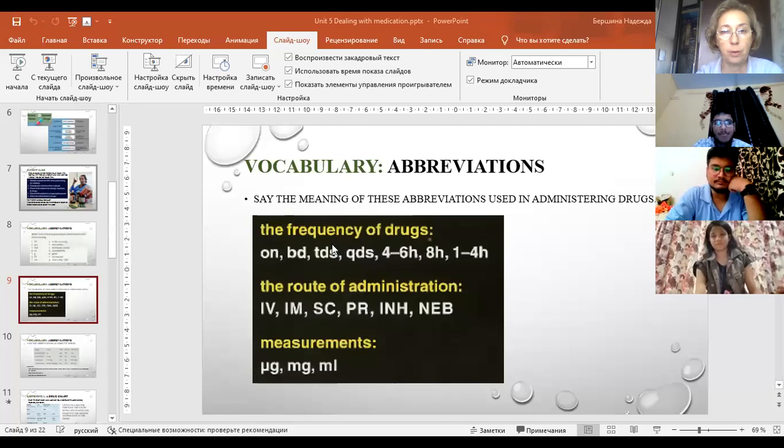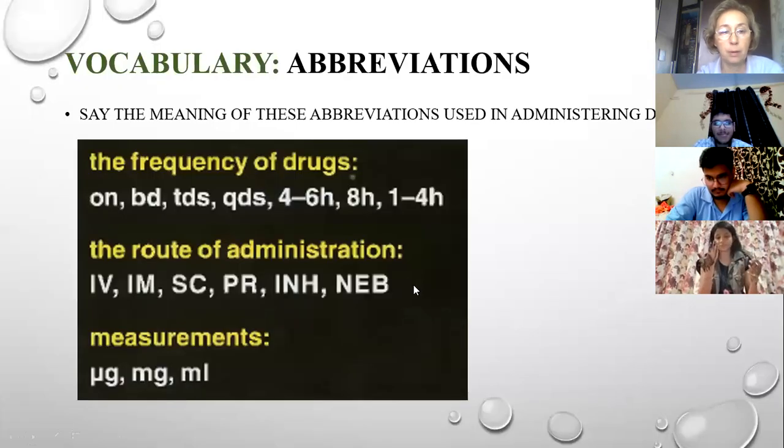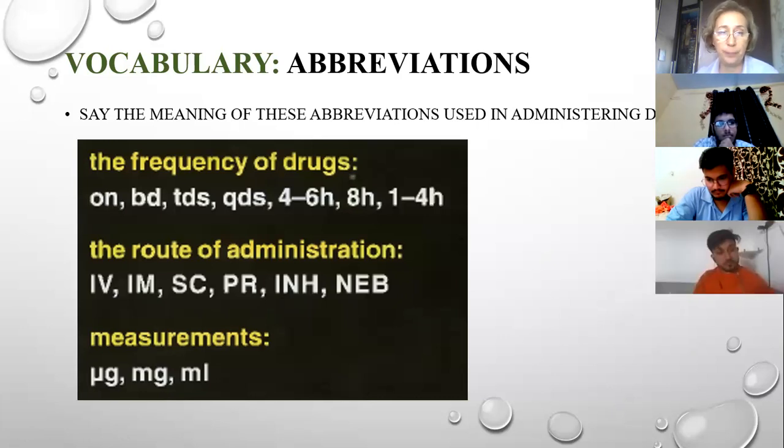Let's go back to the slide. As you remember, we stopped with, we've just read the abbreviations related to the frequency of how often we should take the drugs. Now let us listen to somebody commenting on the meanings of the abbreviations which are given here in the route of administration group.